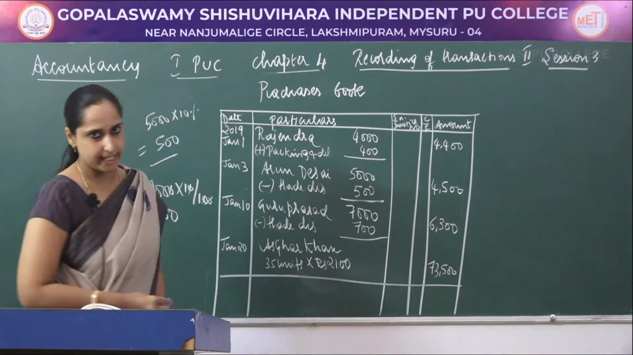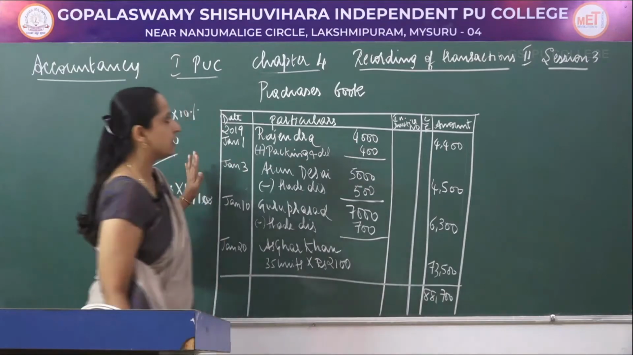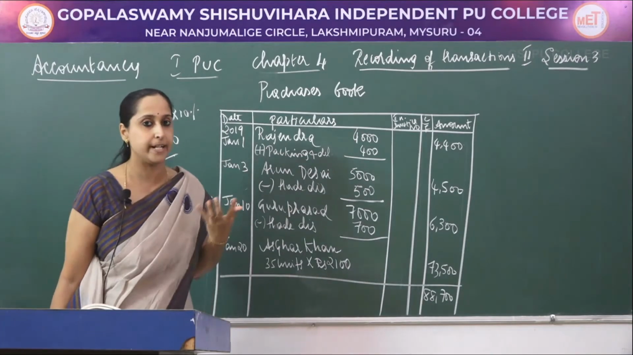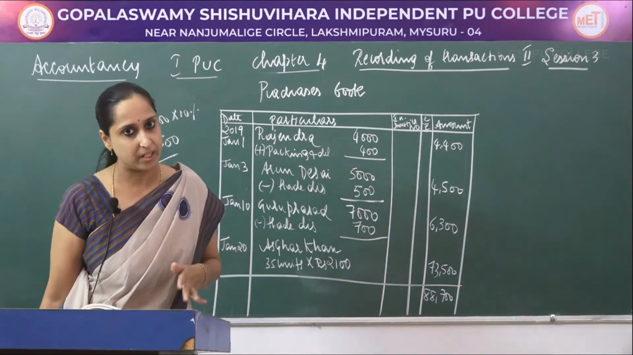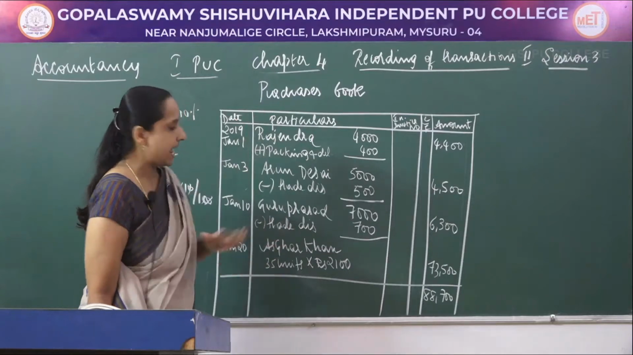So now let's total this. It comes to 88,700. So this is the purchases book. So in this problem they have given the transactions which are related to both purchases and purchase return book. So whatever is related to purchase, we have entered in the purchase book.